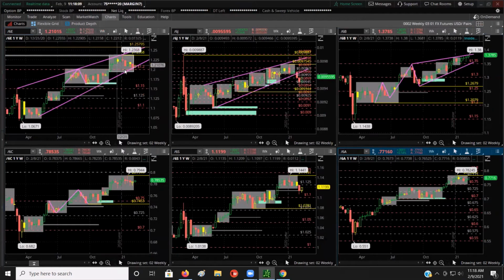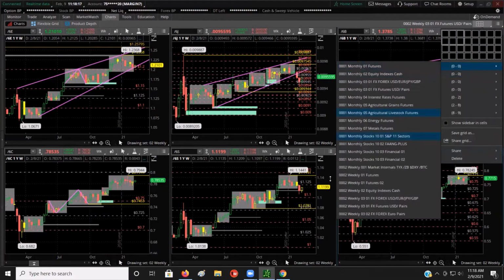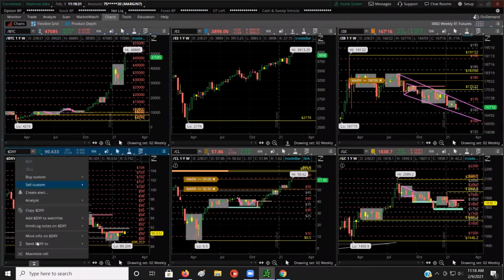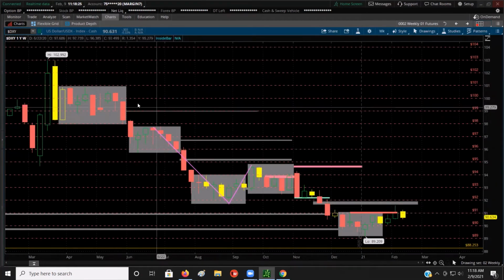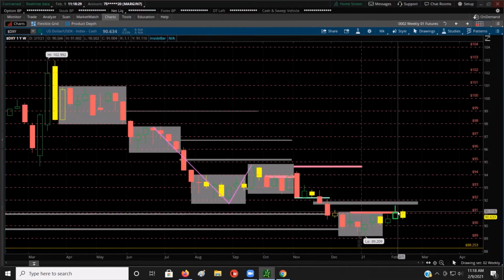Note, the euro is the heaviest weighted currency in the US dollar, followed by the yen and the pound. So let me show you on a perspective. We're going to look at the US dollar index. Again, that's more heavily weighted to the euro. Each candle here is a week. The momentum has been down. It broke out of this consolidation.